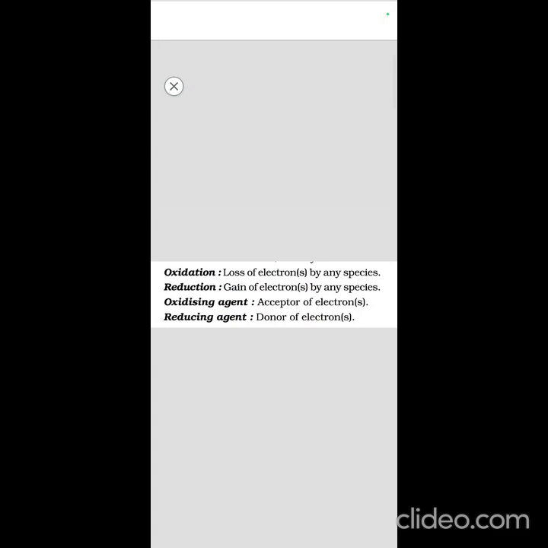Let's learn some advanced level concepts. Electron transfer. We will express oxidation and reduction by loss and gain of electrons. If any species loses electrons, it is known as oxidation. If any species gains electrons, then it is known as reduction.